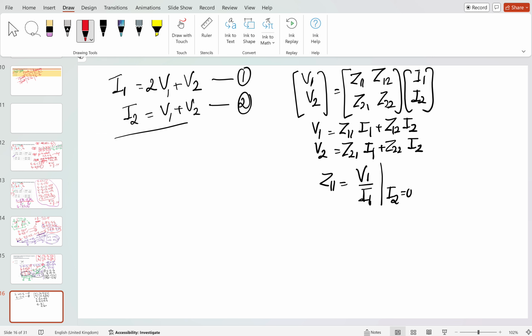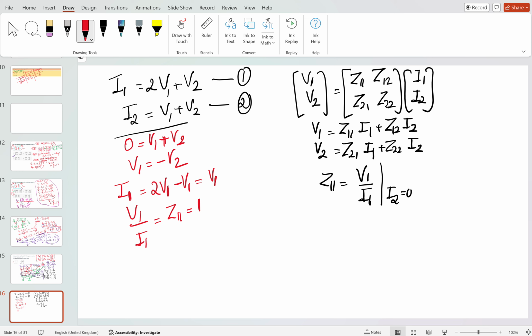Through this, let's put I2 equal to 0 in the first and second equations. What do you get? In the first equation there is no effect, since you don't have any V2, but in the second equation, putting I2 equal to 0, we get 0 equal to V1 plus V2. So V1 is equal to minus V2. Put it in the first equation. I1 is equal to 2 times V1 plus V2, where V2 is minus V1, which gives I1 equal to V1. So the V1 by I1 ratio, Z11, is equal to 1. Okay, so this is also one way to find it.